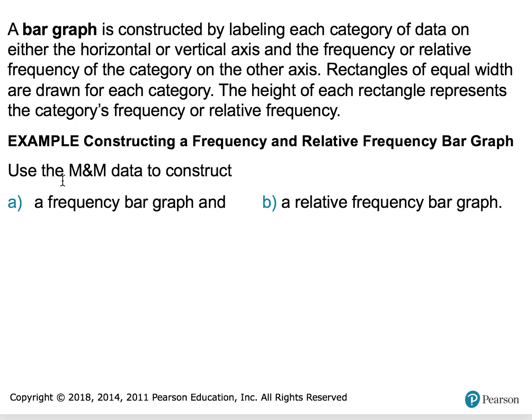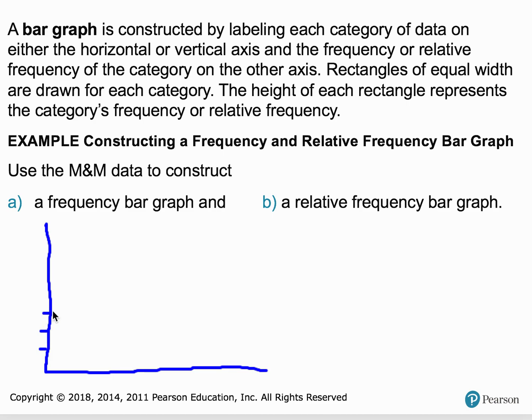So this is asking us to use the M&M data that we've already organized in our table to construct a frequency bar graph and a relative frequency bar graph. Okay, so if we're doing a frequency bar graph, again, don't forget it really needs a title and a source. But I'm going to make a bar graph. And I want to look over at my table, and I notice that the biggest number is 12, so my scale over here has to go up to at least 12. So maybe I'll go by 2s.